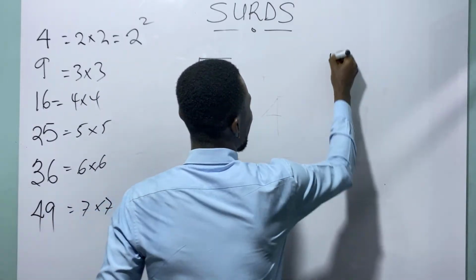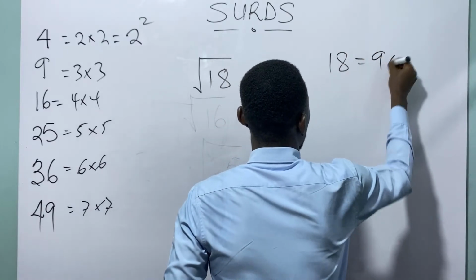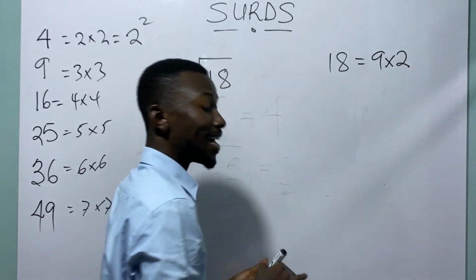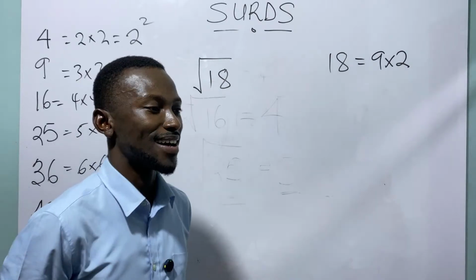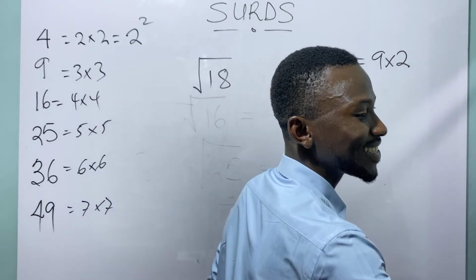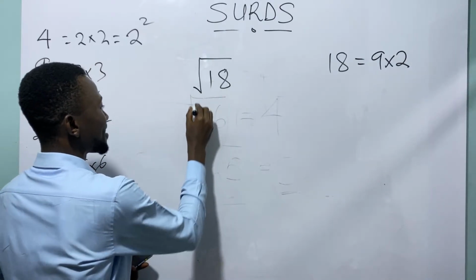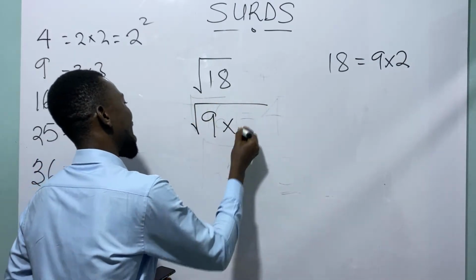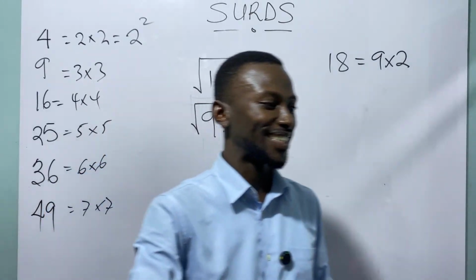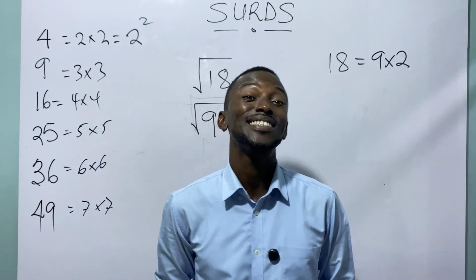Do you know that 18 is the same as 9 times 2? And if you know that 18 is the same as 9 times 2, then you know that square root of 18 is the same as square root of 9 times 2. You've actually not changed anything.